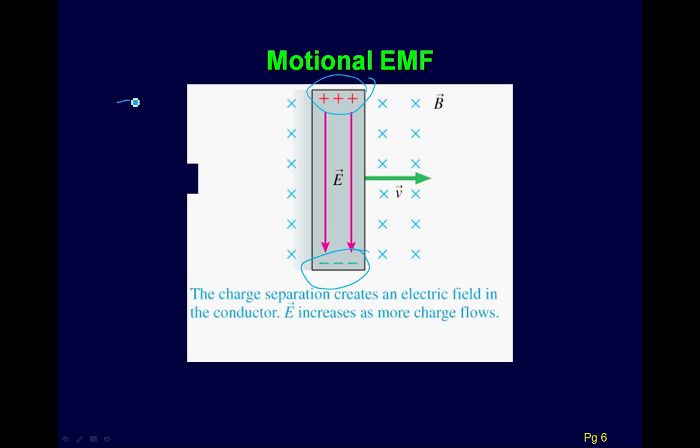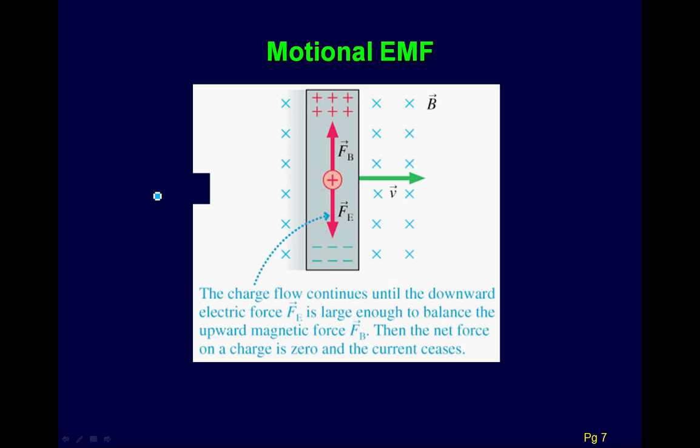Why do we call it that? Anytime you separate positive and negative charges, you have a little tiny battery. There's going to be an electric field pushing down, so it's a motional EMF. By moving this in a magnetic field, we've made a little battery, with a positive side and a negative side. Basically this will keep happening until the force from the magnetic field is exactly balanced by the force of the electric field.